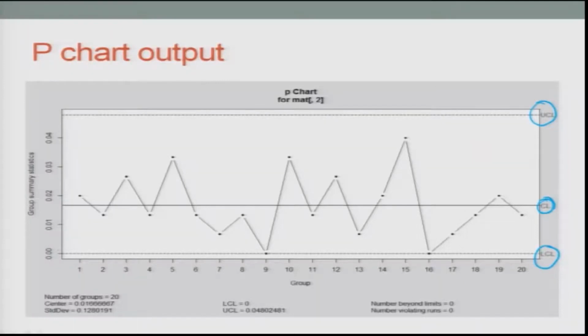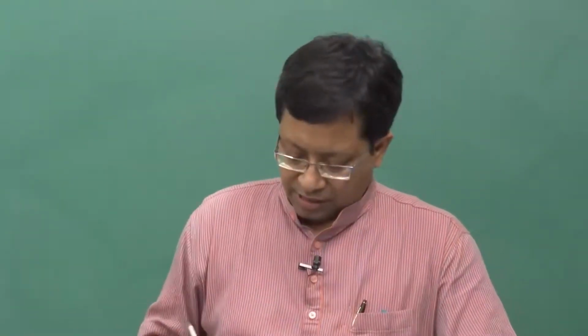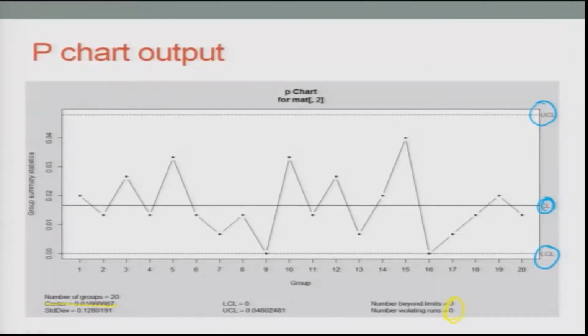So, the number of groups which you have taken is 20, with the central line as marked by the blue pen. The value which I will try to highlight is 0.0167, standard deviation is 0.128, lower control value is 0, upper control value is 0.048. If you want to find out whether there are points above or below the central line, there are 0 in number, because none of the points are above here, none are below here.